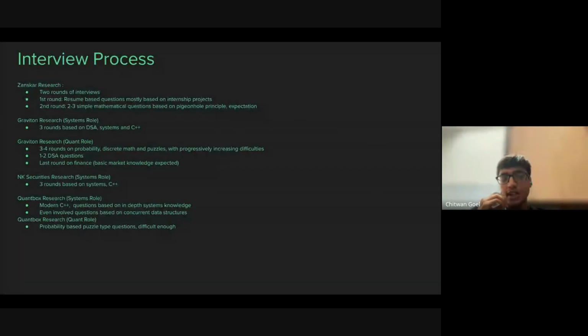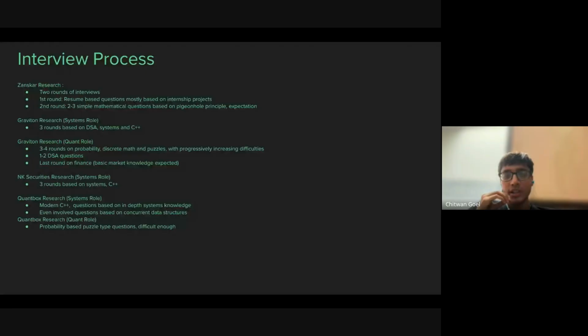Next, NK Securities systems role. This was also an off-campus process. There were 2 online rounds based on systems. The first was on OS, C++, general conceptual questions. The second round was some conceptual operating system questions, followed by implementation-based questions on some order book and parser. The third round, I would say, is not relevant for the on-campus process. It was an on-site round where they gave me a proper assignment, around 4-5 hours, to implement a parser for market data.